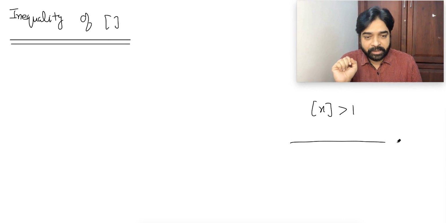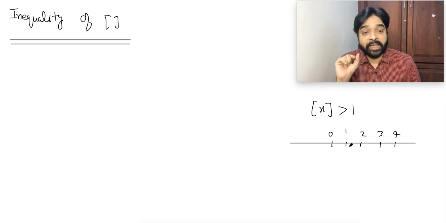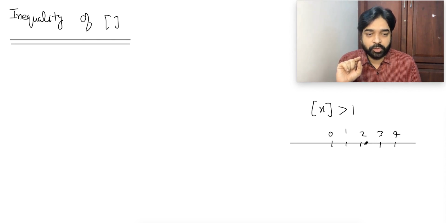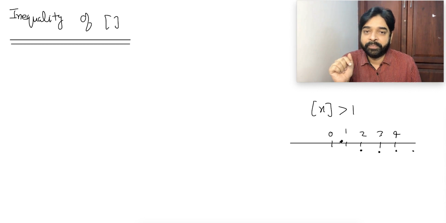That means, if you see the greatest integer value on the number line, this is 0, this is 1, this is 2, this is 3, this is 4, and so on. The greatest integer of x should not be 1. It should be 2 or 3 or 4. This is possible, this is possible, and so on. So where should x be? Is it possible x can be here? No, x cannot be here, because then the greatest integer of x will become 0. It cannot be here either, otherwise it will be 1.